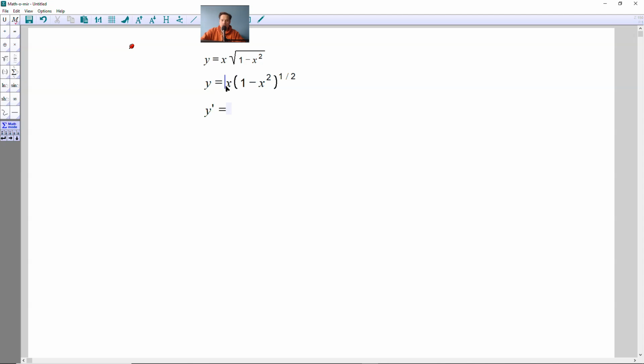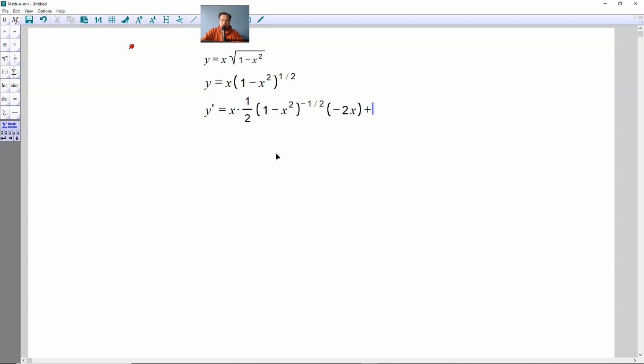X is one function, 1 minus x squared to the 1/2 is another function, so you have to use the product rule and the chain rule here. So you can proceed as follows. Copy the x and then differentiate the 1 minus x squared to the 1/2 part. So bring the 1/2 down. Copy the inside in yellow there, 1 minus x squared. And then here it's going to be 1/2 minus 1. So that's going to be negative 1/2 as the new exponent. Then you multiply by the derivative of the inside. The derivative of 1 minus x squared is negative 2x.